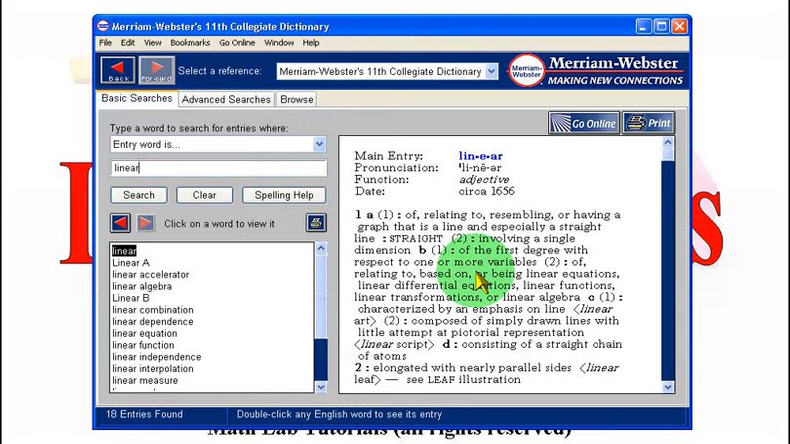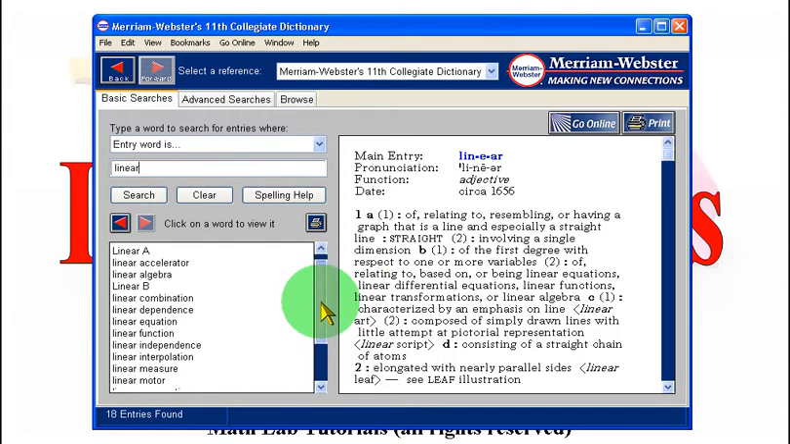Of, relating to, based on, or being linear equations, linear differential equations, linear functions, linear transformations, or linear algebra, characterized by an emphasis on line, and it goes on and on. Let's have a look at the panel on the left.